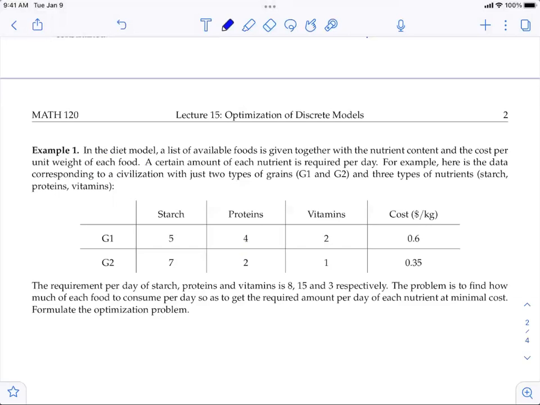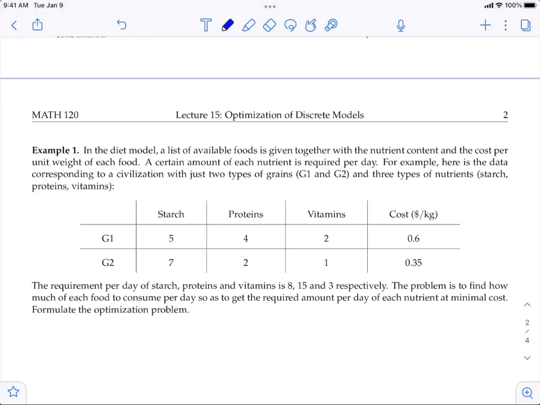So a certain amount of each nutrition is required per day. For example, here's the data corresponding to a civilization with just 2 types of grain, G1 and G2, and 3 types of nutrition: starch, proteins, and vitamins. Obviously it's not really the real world situation, but it's related to it, because in reality we have more than just 3 types of nutrition. But to minimize the complexity of our optimization problem, we just choose to have 3 different nutritions.